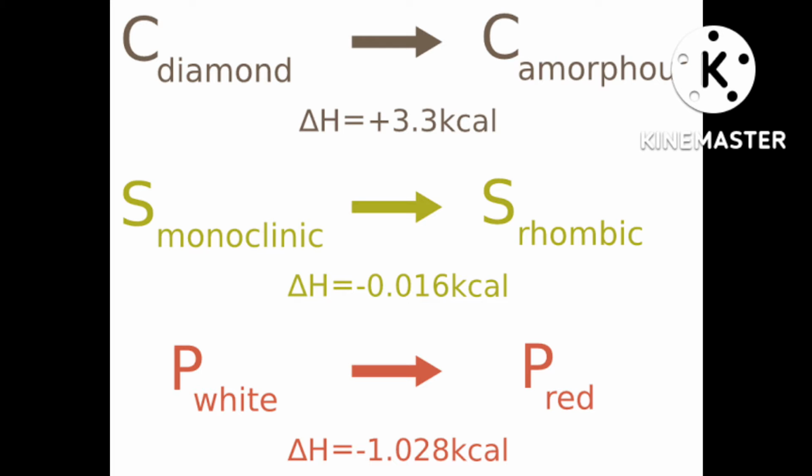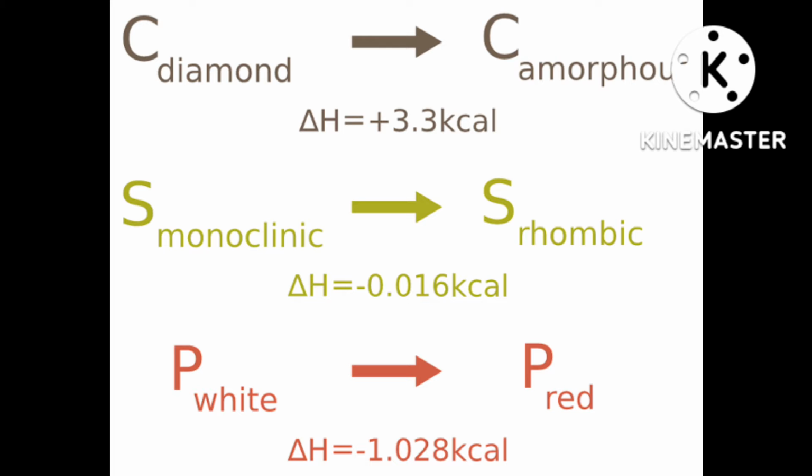Standard enthalpy of formation. Wherever the word standard is used, it means the temperature and pressure must be in a standard condition, a standard state. The temperature must be 273 Kelvin, and the pressure should be 1 bar, not atmospheric pressure, 1 bar.